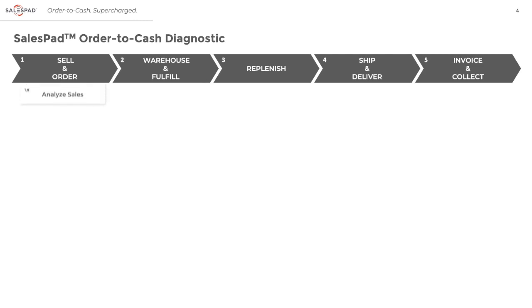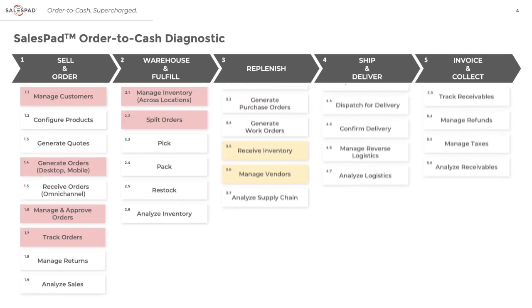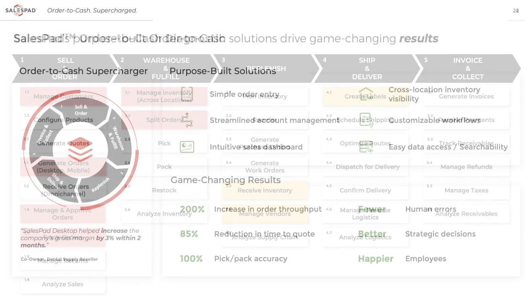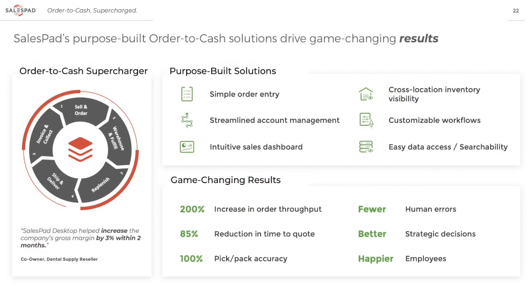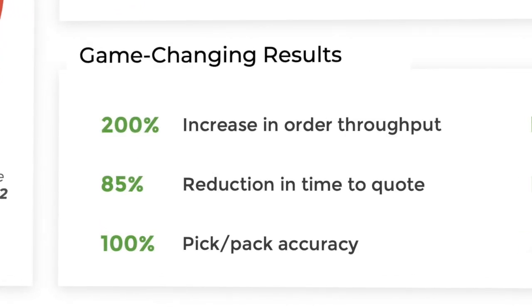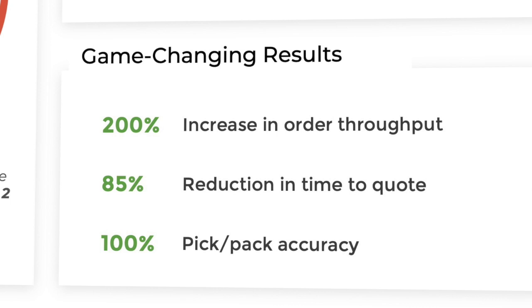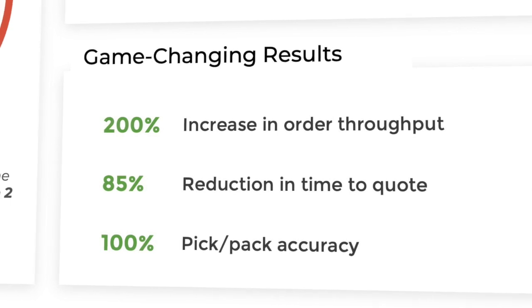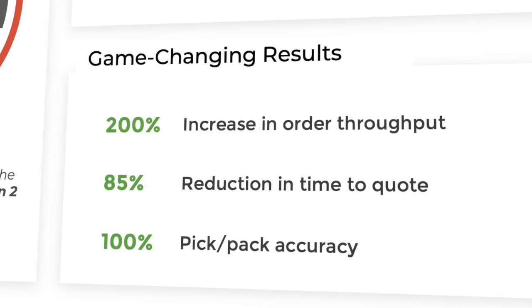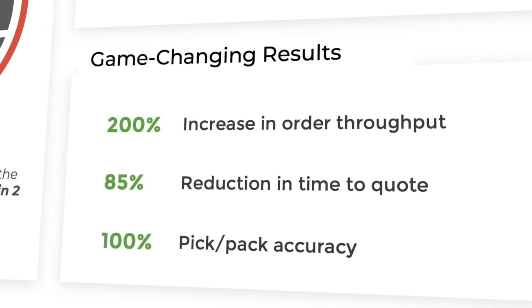So SalesPad can really be leveraged, as you've seen, to eliminate specific types of waste, and through that, we're reducing that timeline from order to cash and creating greater profitability for you. And so let's look at some of the specific results that we've been able to achieve over the years for customers. So for example, 200% increase in order throughput. That means you're able to scale the business without having to necessarily add headcount. Greater profitability. 85% reduction in time to quote. And then 100% pick accuracy.